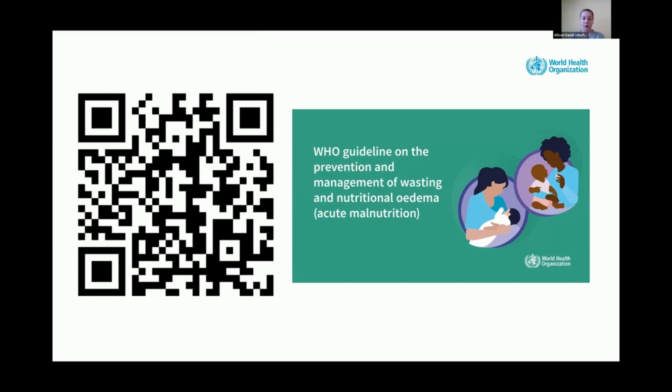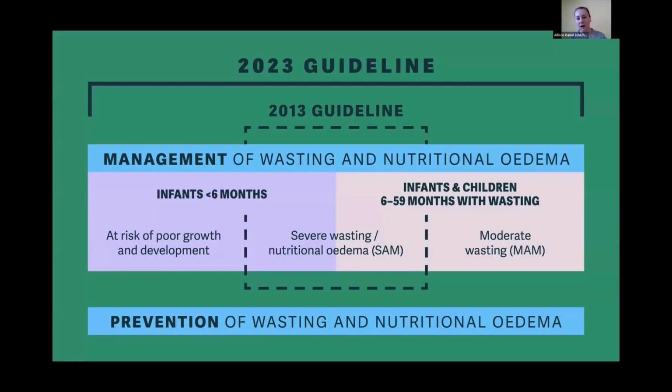Just on the screen, there is a QR code to the guideline, which I'm sure many of you have already accessed. But just to compare to some past WHO guidelines, this guideline has built on others, including the 2013 guideline, the scope of which is shown in the dotted line in the middle there. It focused on severe wasting and nutritional edema, whereas the new WHO guideline has a broader scope, including infants less than 6 months of age at risk of poor growth and development, which I'll talk about soon, also focusing on moderate wasting. And then at the bottom there, prevention of wasting and nutritional edema.